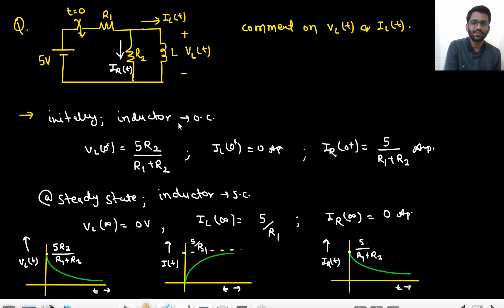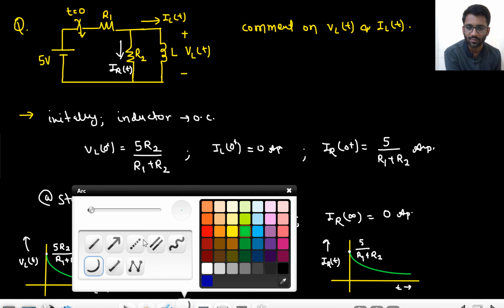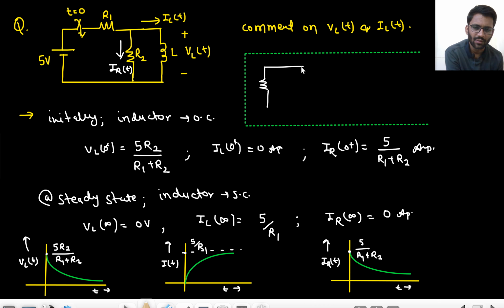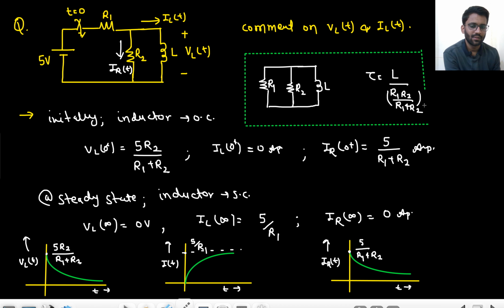And what is the time constant? Tell me, what is the time constant? Here we can discuss the time constant. Input would be shorted, so R1 parallel R2 and L. So it is a first order circuit only, right? R1, R2 and L. What is L equivalent? That is L. What is R equivalent? R1 R2 upon R1 plus R2. So this is the time constant. Okay? Well and good.